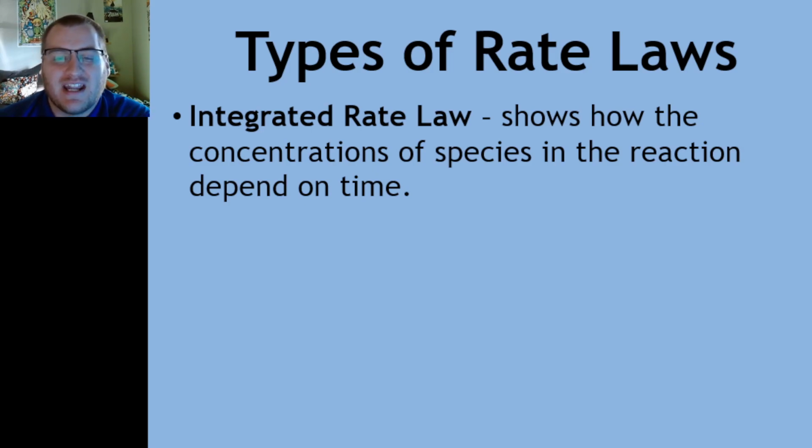The other type is an integrated rate law. It shows how the concentration of species in the reaction depends on time. Integrated rate laws, we're going to use these. They're more complicated. You derive them using calculus. We don't have to do the derivations ourselves, but they tell us a couple other pieces of information, which we'll talk about.